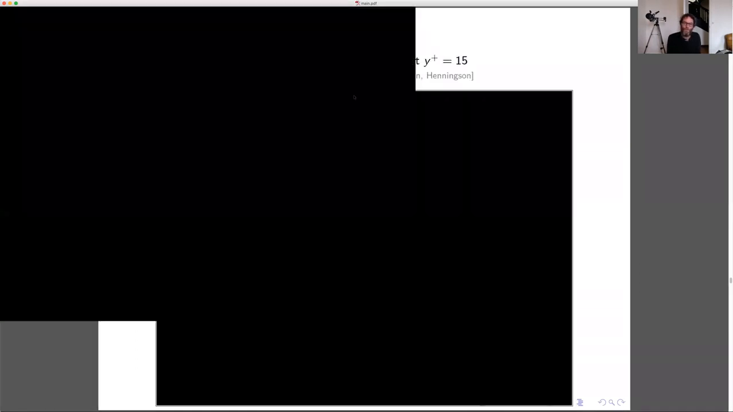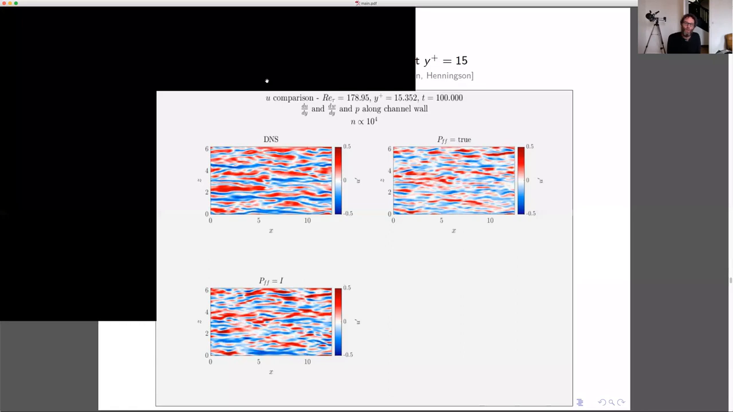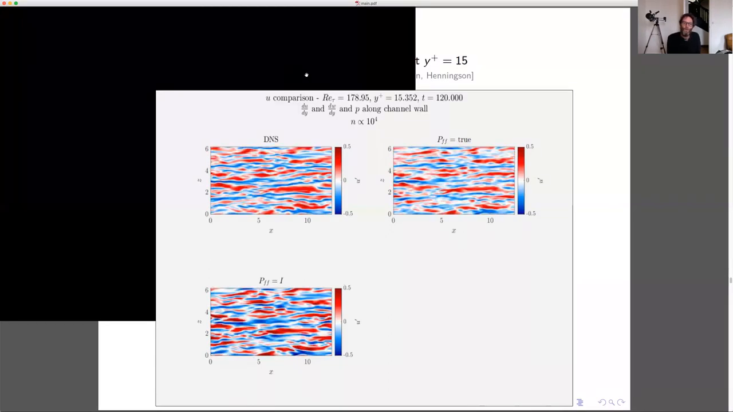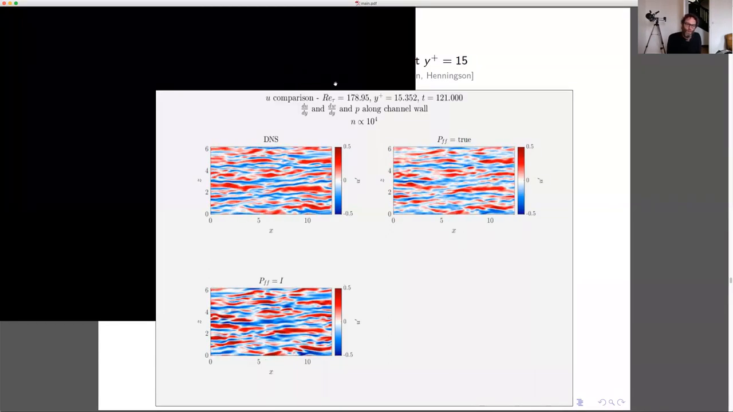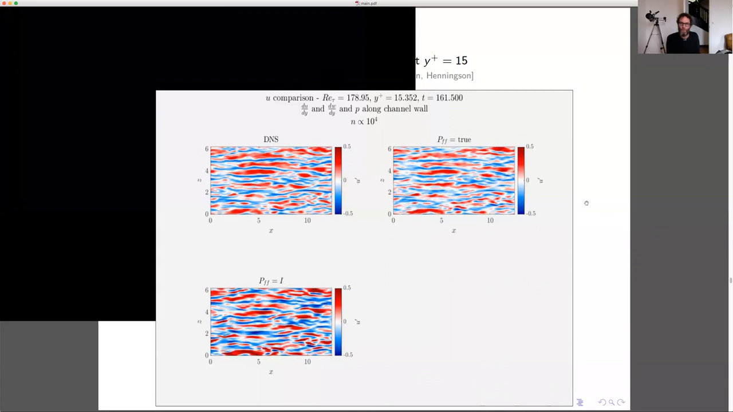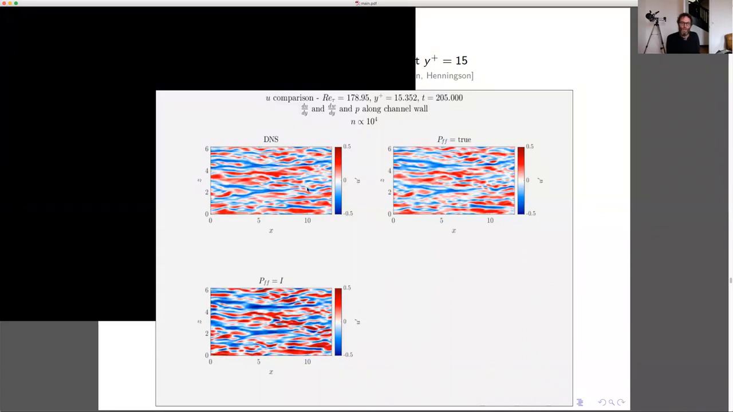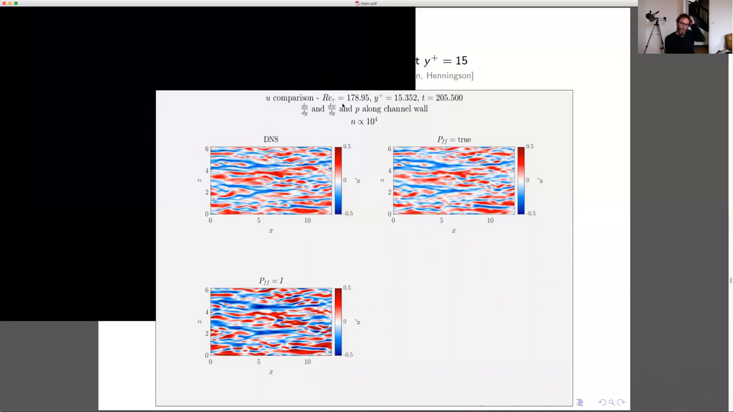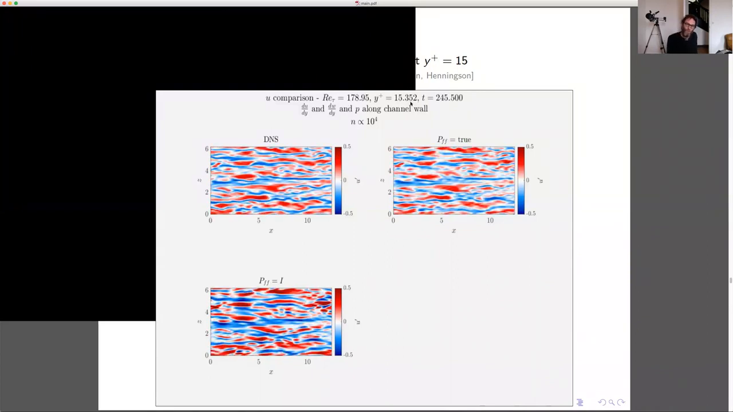These are now some movies from a follow-on work, which is being led by Felipe Amaral. He's working with André Cavalieri in Brazil, and all of these people are involved in this continuation of that study by Eduardo Martini. So this is the DNS. We're at a Reynolds tau of 180. We're looking at fluctuations of y plus of 15 here.